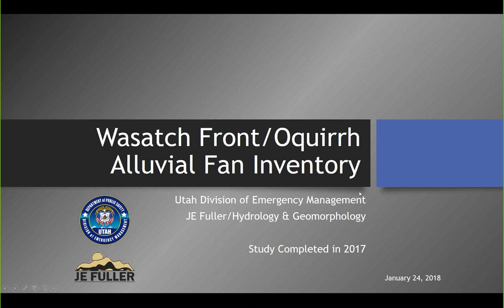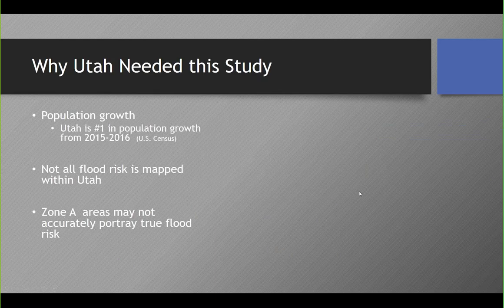So, why does Utah need this inventory? According to the U.S. Census, Utah is ranked number 1 in population growth from year 2015 to 2016. With growth, areas for development are becoming limited in the valley and lower elevations, especially around the Great Salt Lake, so development pressures appear to be moving towards the foothills. But within Utah, only 7.8% of all flood risk is mapped. This is areas that have debris flow hazards.